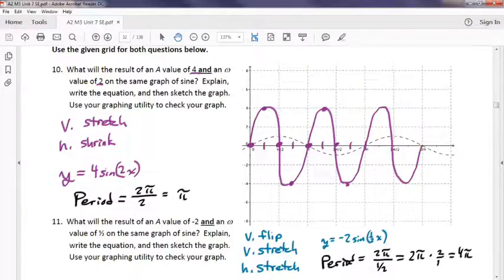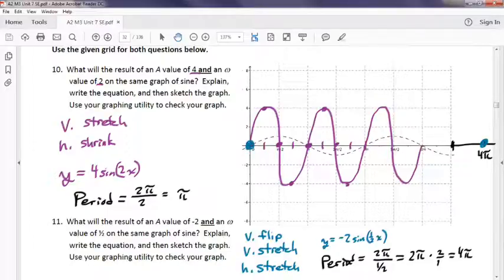4 pi is not even on this graph. So I'm going to extend this graph so you guys can see 4 pi. I'll put 4 pi right here. And this would be the middle of 4 pi. Okay, so we have our end right here and our beginning right here.